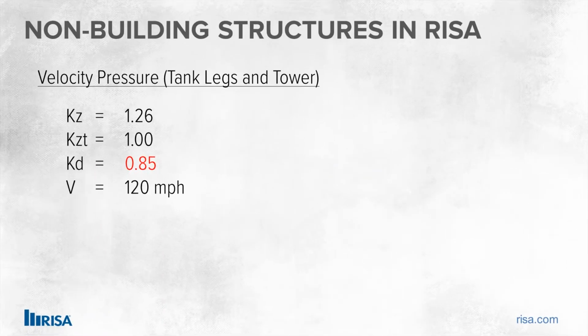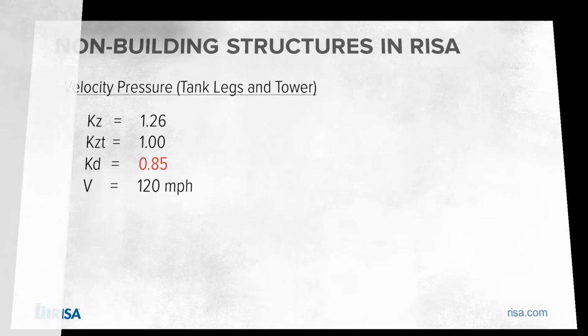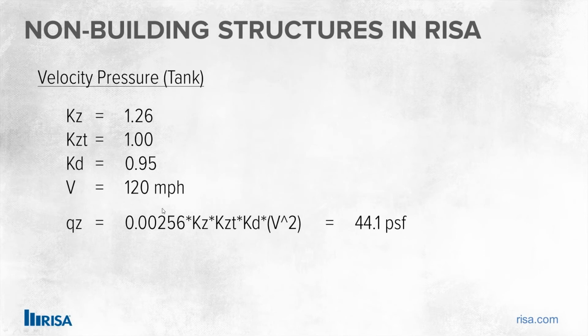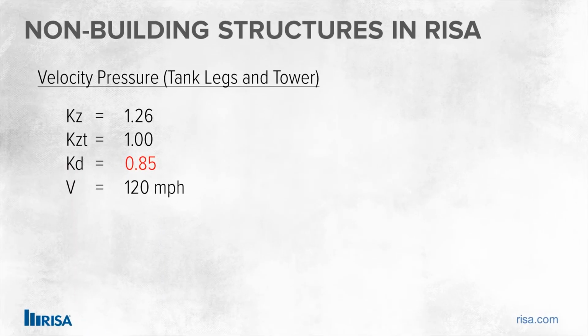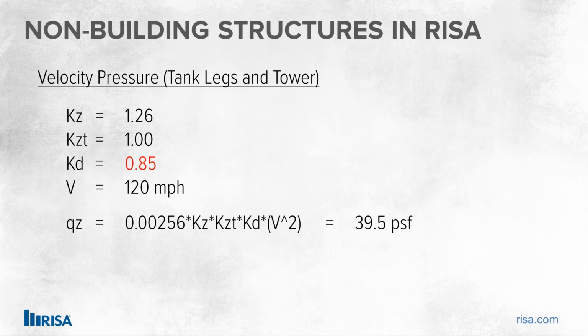So next, we'll take a look at the base velocity pressure for the tank legs and tower. You'll see that all these values are the same here, except for the directionality factor, which we figured out was 0.85 for the tank legs and the tower. And so with that, we find that our wind pressure is going to be 39.5 psf for everything but the tank, basically.